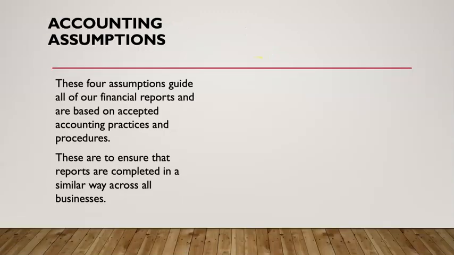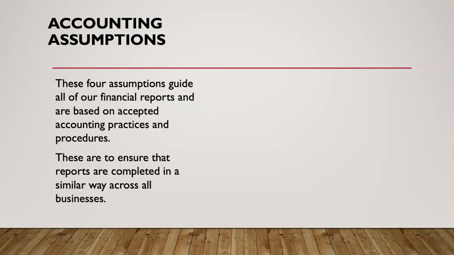And then we come to the rules of accounting. And this is getting a relatively long video, so let's go through these relatively quickly. We have two types of rules. The first rules are accounting assumptions. These 4 assumptions guide all of our reports. They're based on accounting practices and procedures that are accepted by all accountants. And we do this because we want these reports to be completed in a similar way across all businesses.